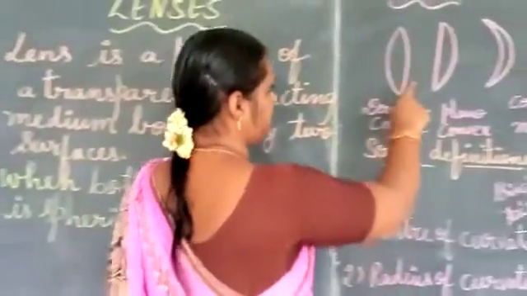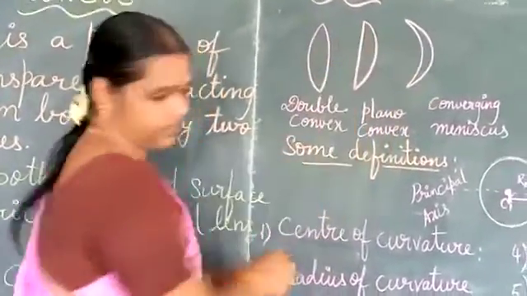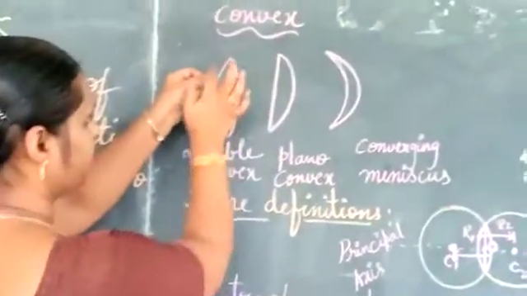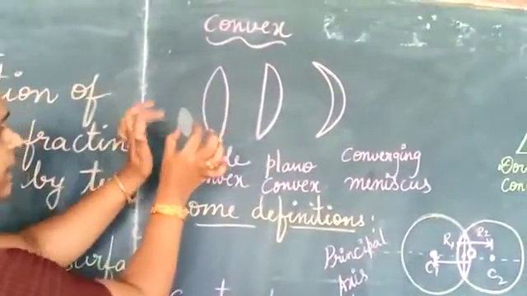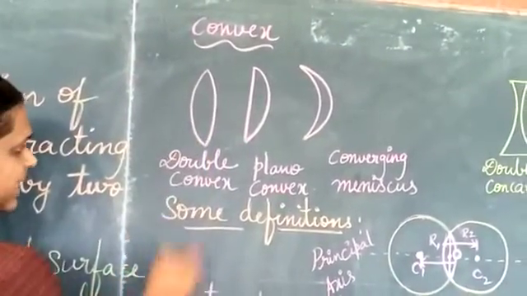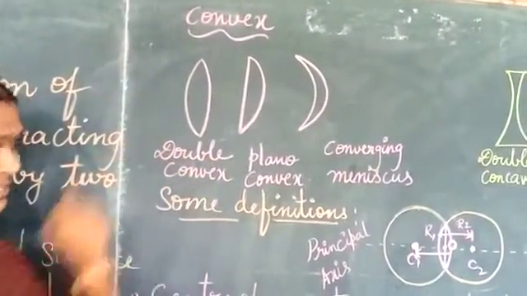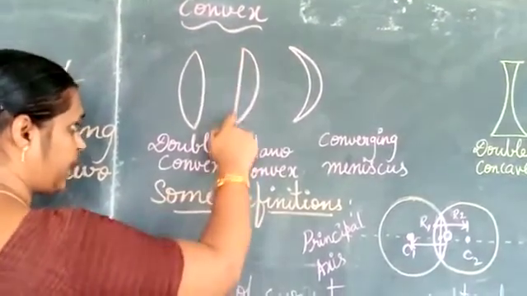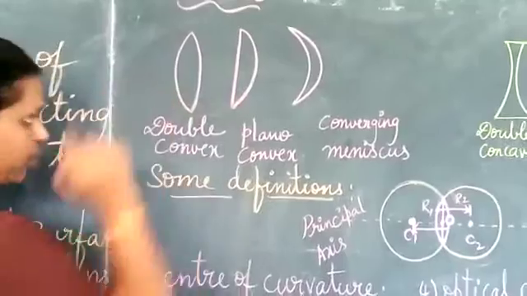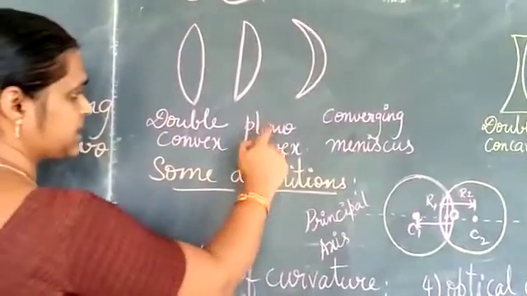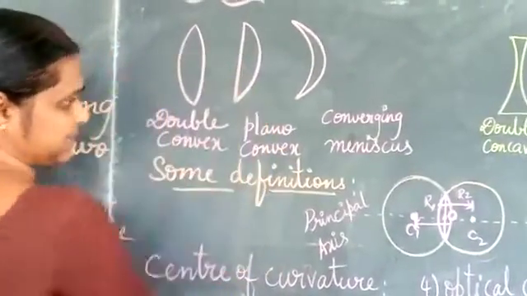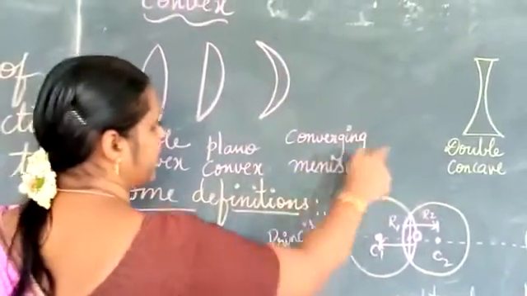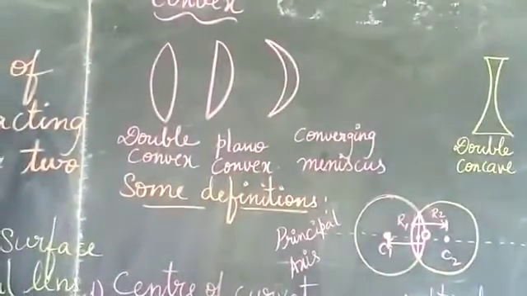Now here you can see the picture very clearly, children. This is convex. Since both the surfaces are convex, you call it a double convex lens. Here in this picture, one surface is plane, the other one is convex. So you call it a plano-convex lens. And when both the surfaces are curved, you call it a converging meniscus.